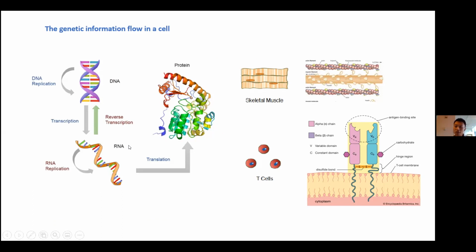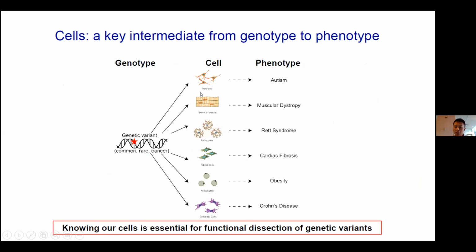And if the genetic information flow in a cell goes wrong, we encounter lots of diseases. For example, here, if we have a genetic variant and express something wrong in the neuron cells, some children and some people will have autism. And if we have problematic muscle cells, we'll have muscular dystrophy. If our adipocyte cells have problems functioning properly, some people will have obesity. So really, knowing each individual cell and how their functionalities work is quite essential for us to understand disease and it helps us to cure more diseases.